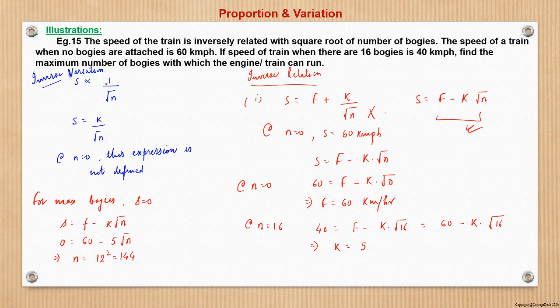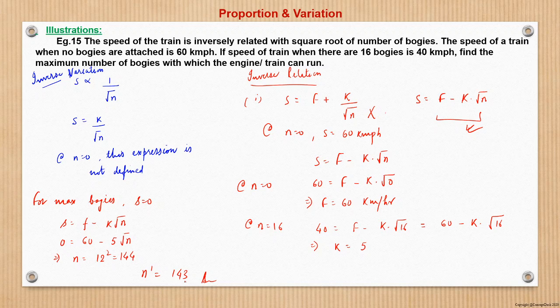So what is the maximum number of bogies with which the train can run? That is nothing but n dash, which will be one less, just this bogie, 143. So with 143 the train can manage to run at near to 0 speed, not exactly 0. At 144 it will be exactly 0. So what is the maximum number of bogies it can carry and run? It will be nothing but 143.